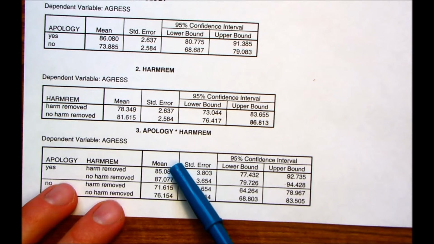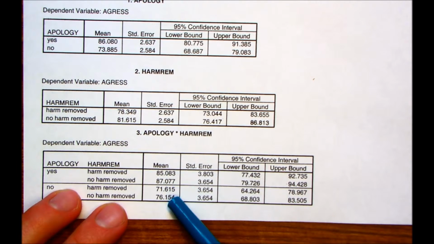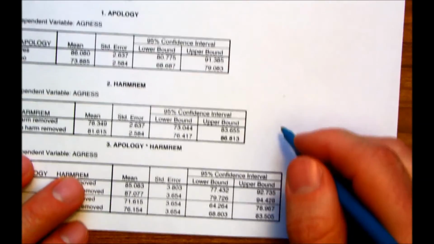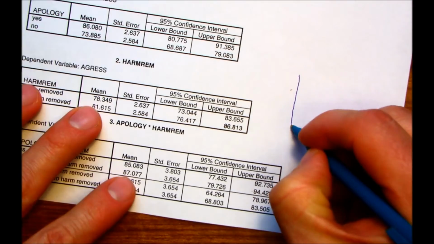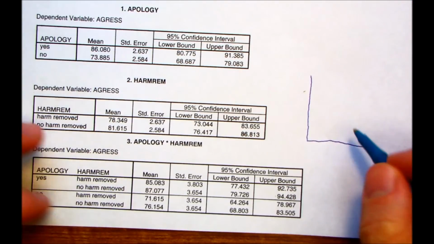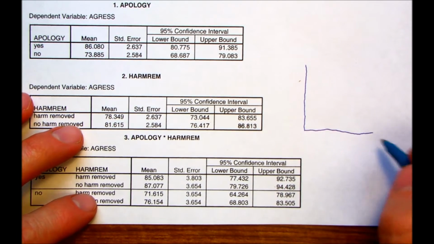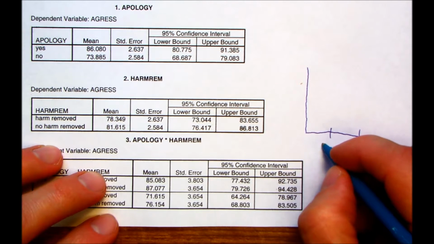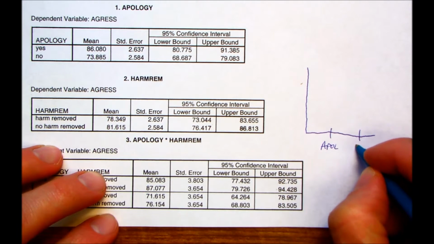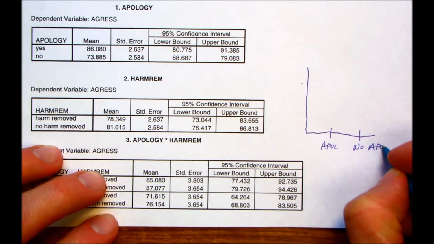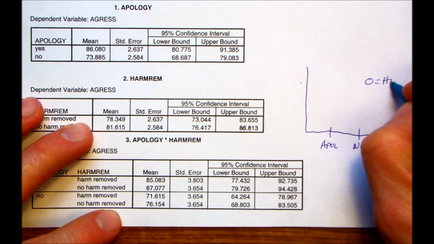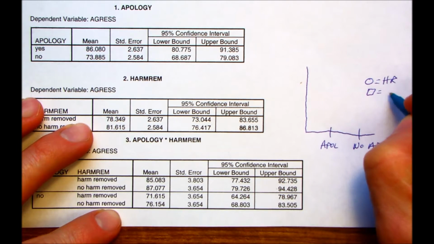And then the interaction, remember the interaction, we're looking at the numbers in between here, and the interaction isn't significant as well. From this we can draw out the interaction. And when we draw out the interaction, sorry for these 4 lines here that I have, we take one of the conditions and put it down here. We could put the apology condition here and no apology. And then up here, let's say we'll have circle representing harm removed and square as no harm removed.